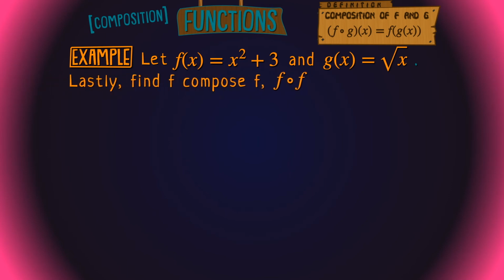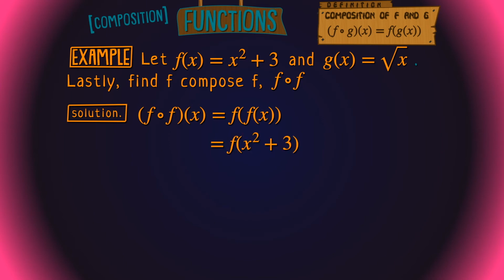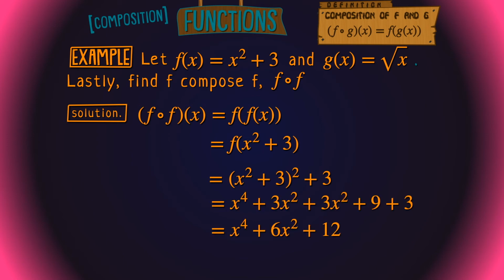Now this last case, we want f compose f. So that's going to be f with f plugged into it. So it's f of x squared plus 3. Now remember that f of anything is anything squared plus 3. So that whole input there is going to be plugged into the function. So we get x squared plus 3, that whole thing squared, plus 3. And this is what we get when we simplify that.